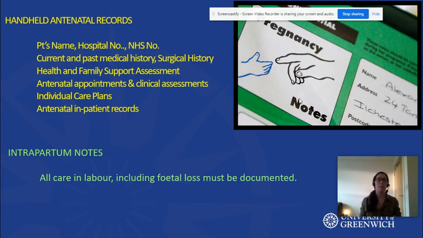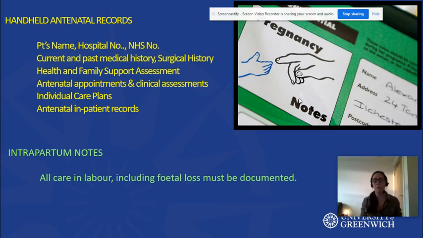So this is called the maternity notes. They're handheld notes, a little bit like this picture here, and you will have normal antenatal notes. There is a section in here for the intrapartum notes, and that's everything to do with labour. So basically what happens at the first appointment, the notes are started.